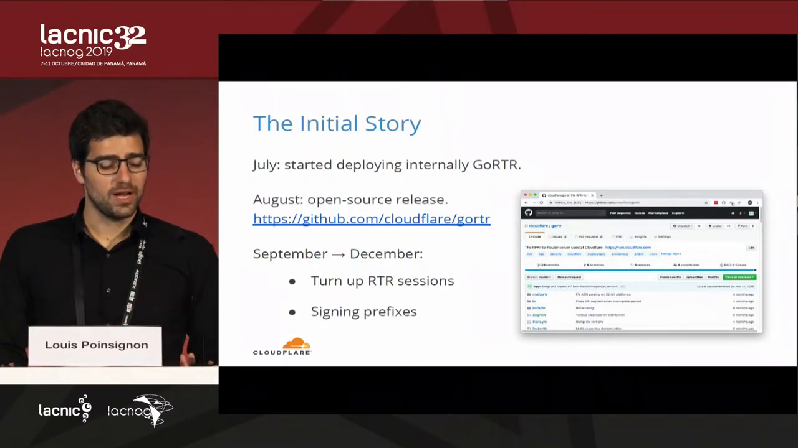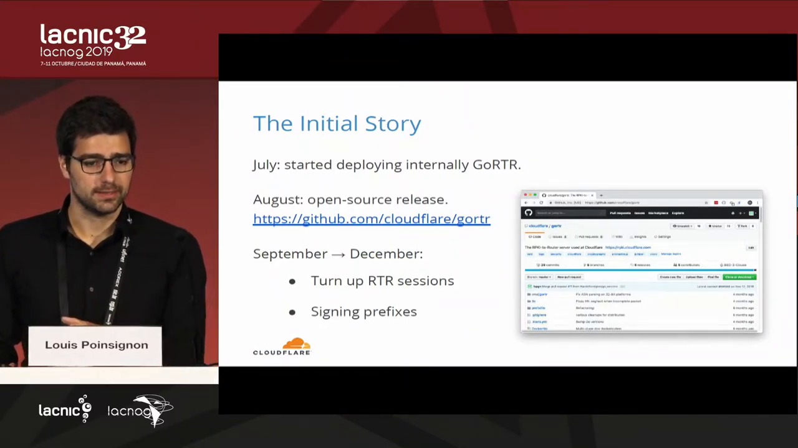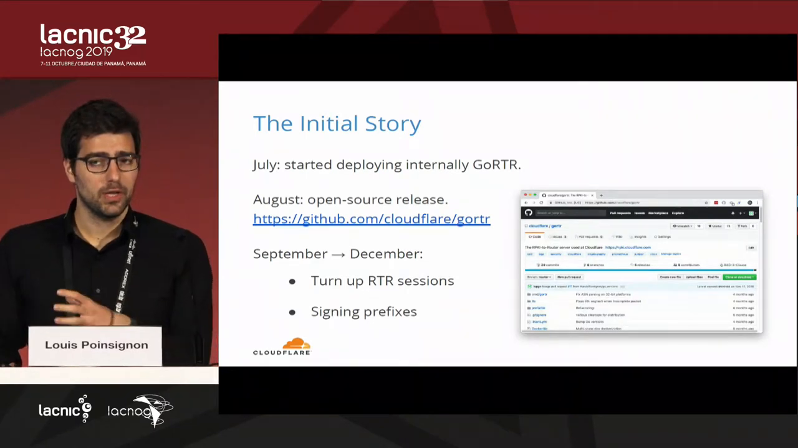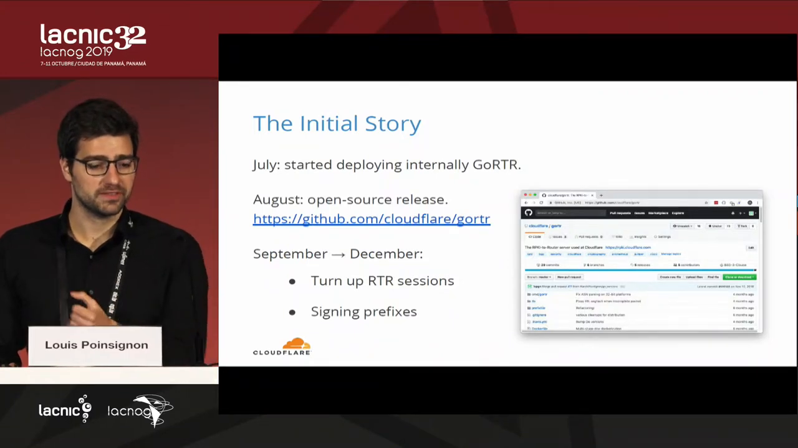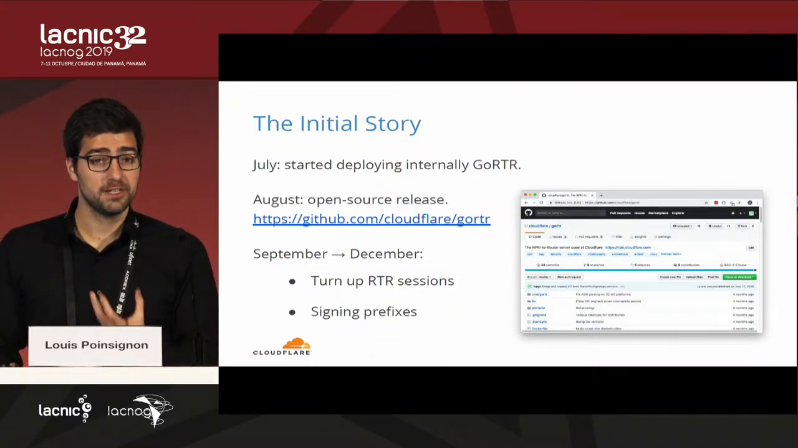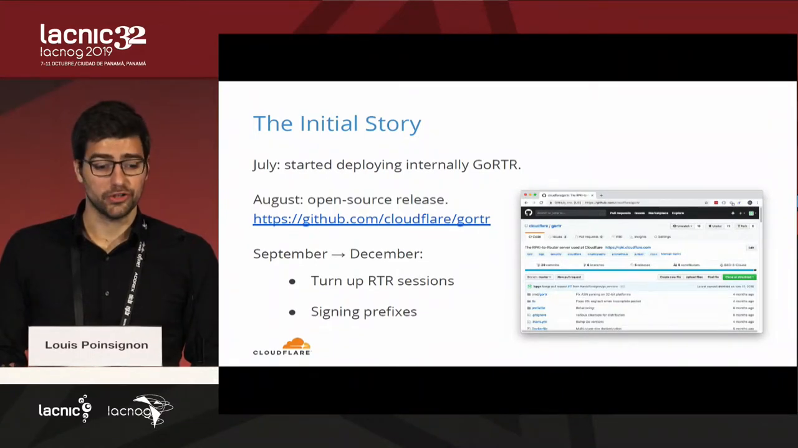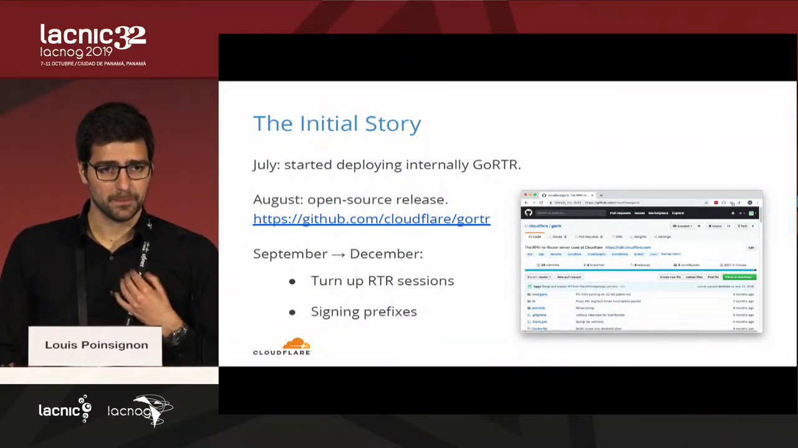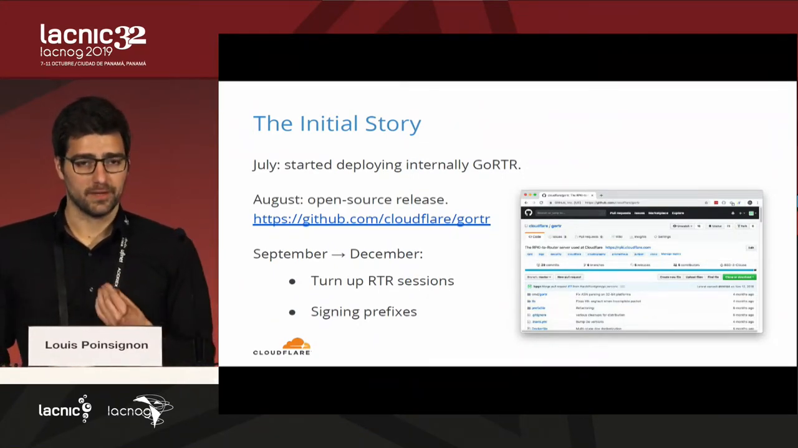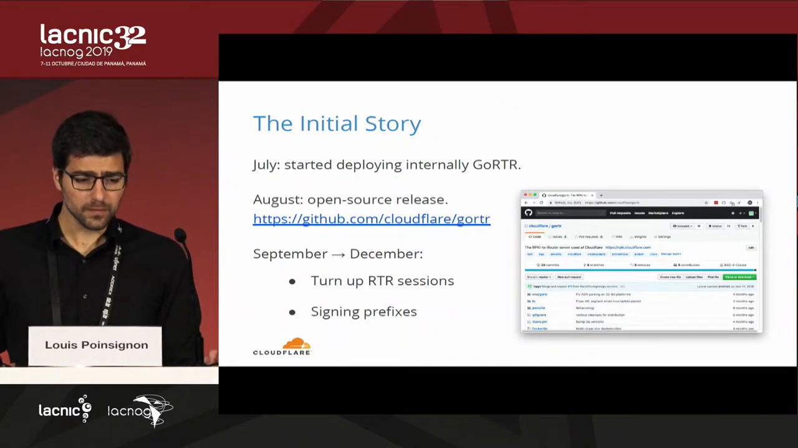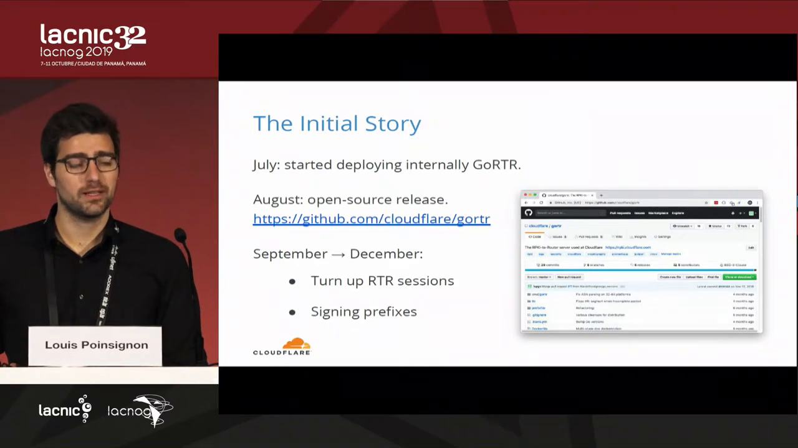So in July of 2018, we started deploying GoRTR. GoRTR is a tool that helps distribute RPKI signed prefixes, so that your router can actually validate and filter them. We open sourced it in August. We were rushed a bit by the time because it's a very urgent matter. We tried to deploy as fast as we could, but still safely. From September to December, we turned up RTR sessions, which means exchanging the routes. And we also signed our prefixes. Like I said, five different regions, 1,000 prefixes.